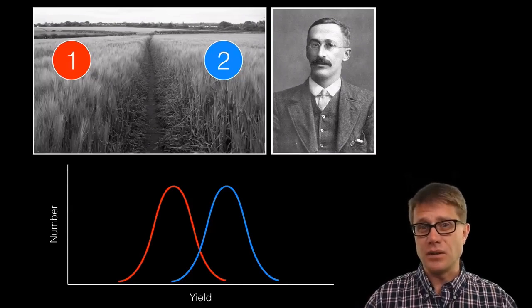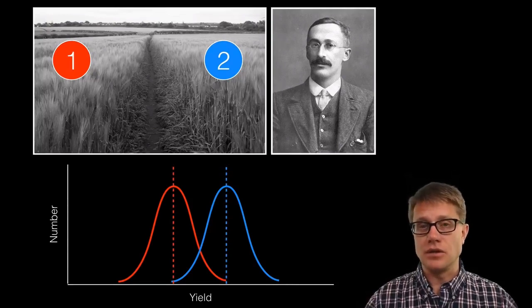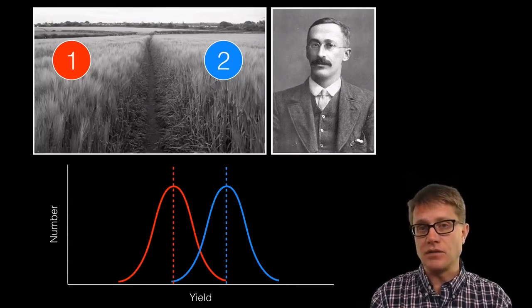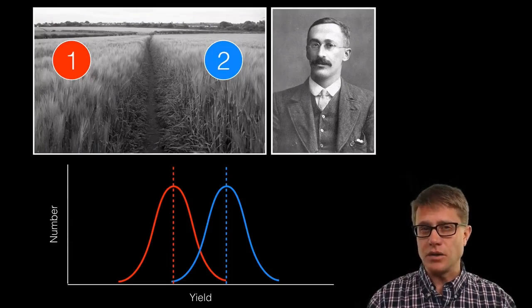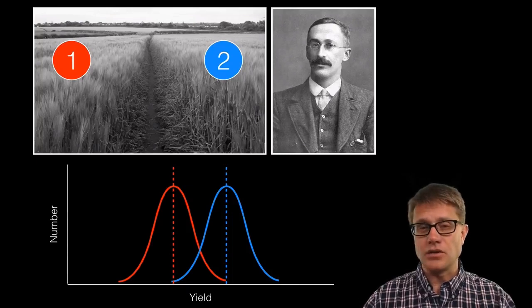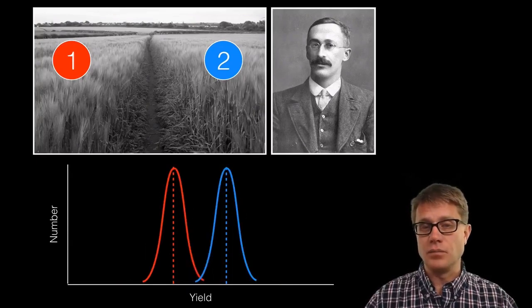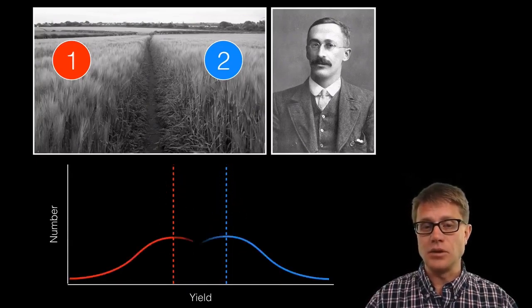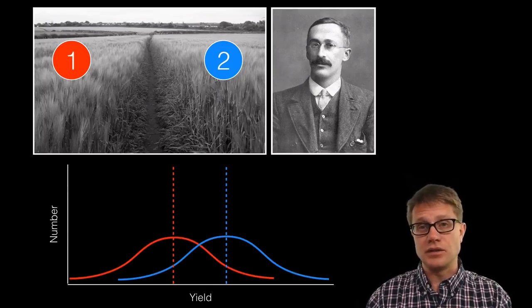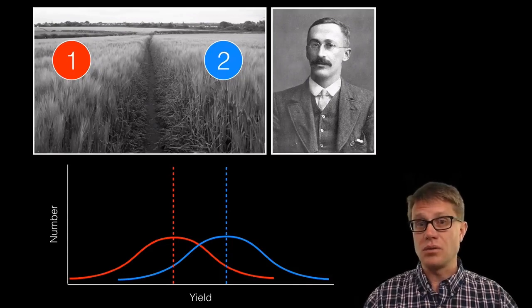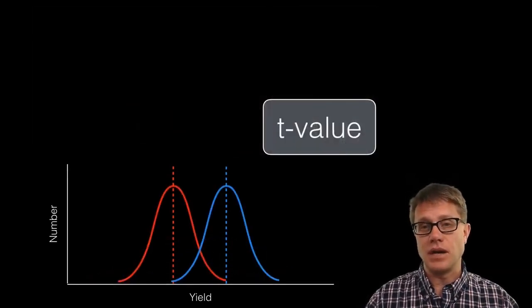Well, we could figure out the mean, we could figure out the average of each of those samples, and it looks like the average in field 2 is higher than the average in field 1. But that's only part of the picture. The mean only tells us so much, because we could have different distributions, and depending on that distribution or the variance within that sample, there could be a statistically significant difference between the two or not. And that's where the t-value comes in handy.